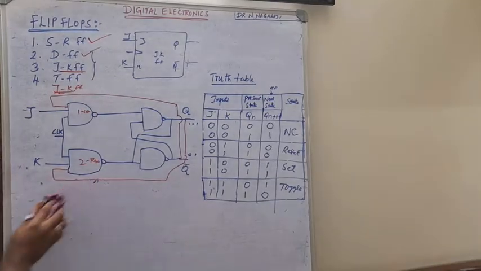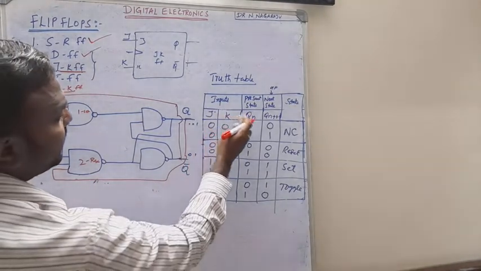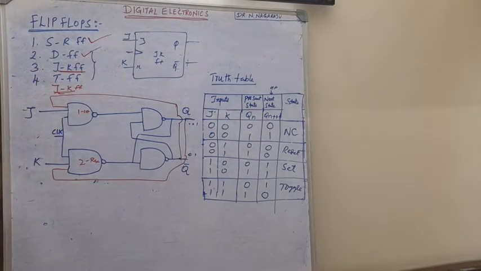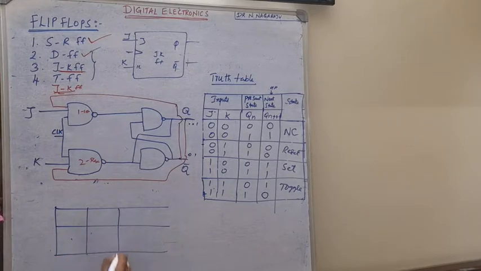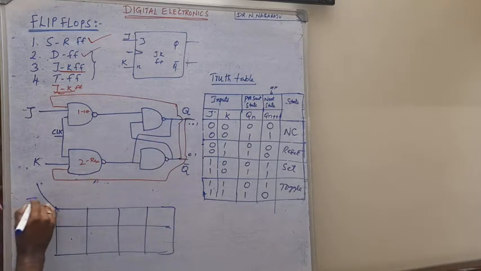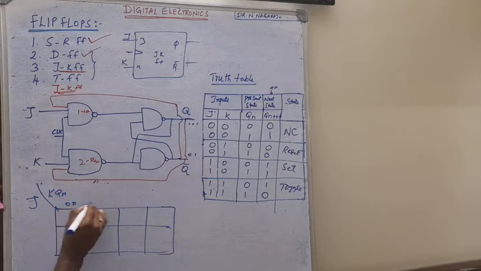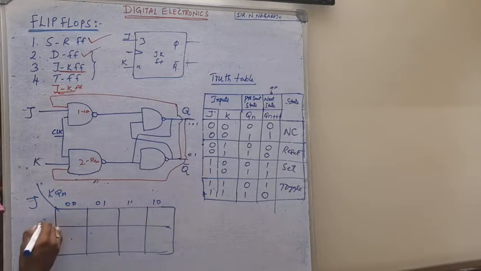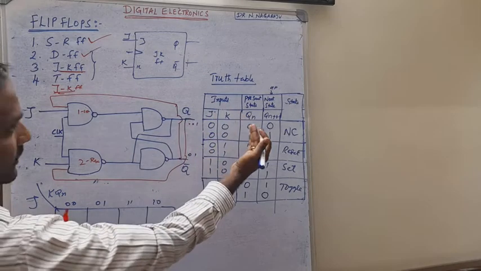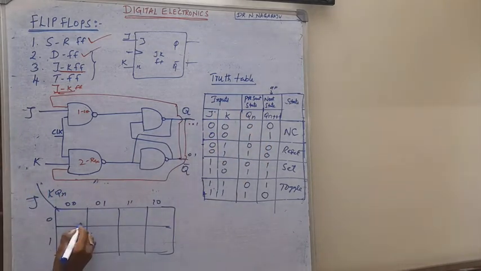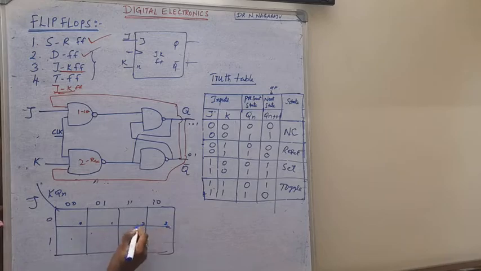From the truth table, how many inputs are there? J, K, Qn. 3 inputs are there. So make a 3 variable K map. What are the inputs here? J, K and Qn. So 0 0, 0 1, 1 1, 1 0 and 0, 1. By using this truth table I am designing it. So 0, 1, 2, 3, 4, 5, 6, 7, right?